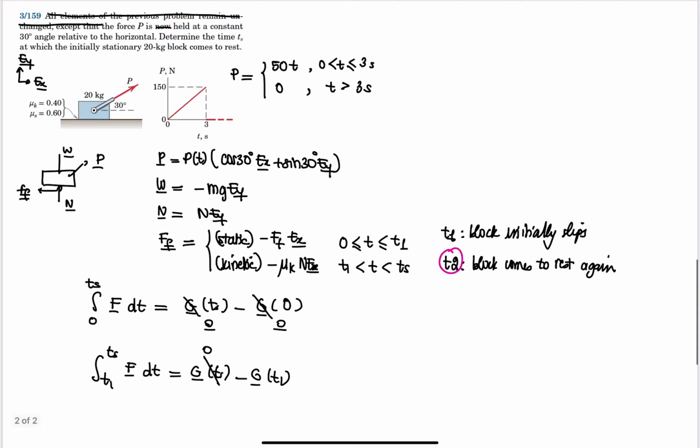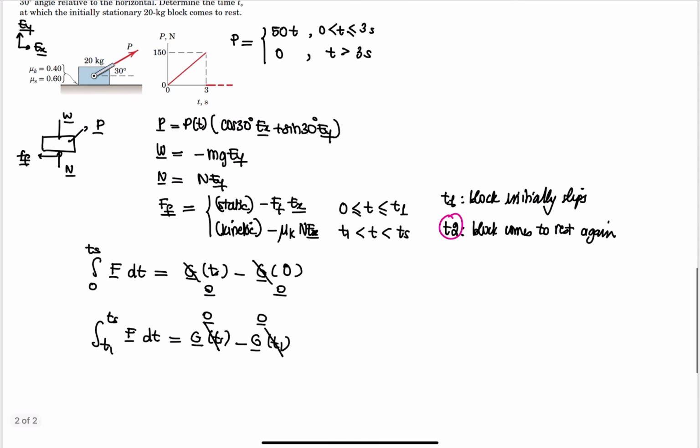Okay, g at Ts is still 0, but what is g at T1? T1 is the time at which the block is about to slip. Slip is going to initiate, so the velocity is still 0 at T1, so I can even write that g at T1 is 0, or very close to 0. So I do not have to integrate f between 0 and Ts. I can integrate f between T1 and Ts, and that would be equal to 0.